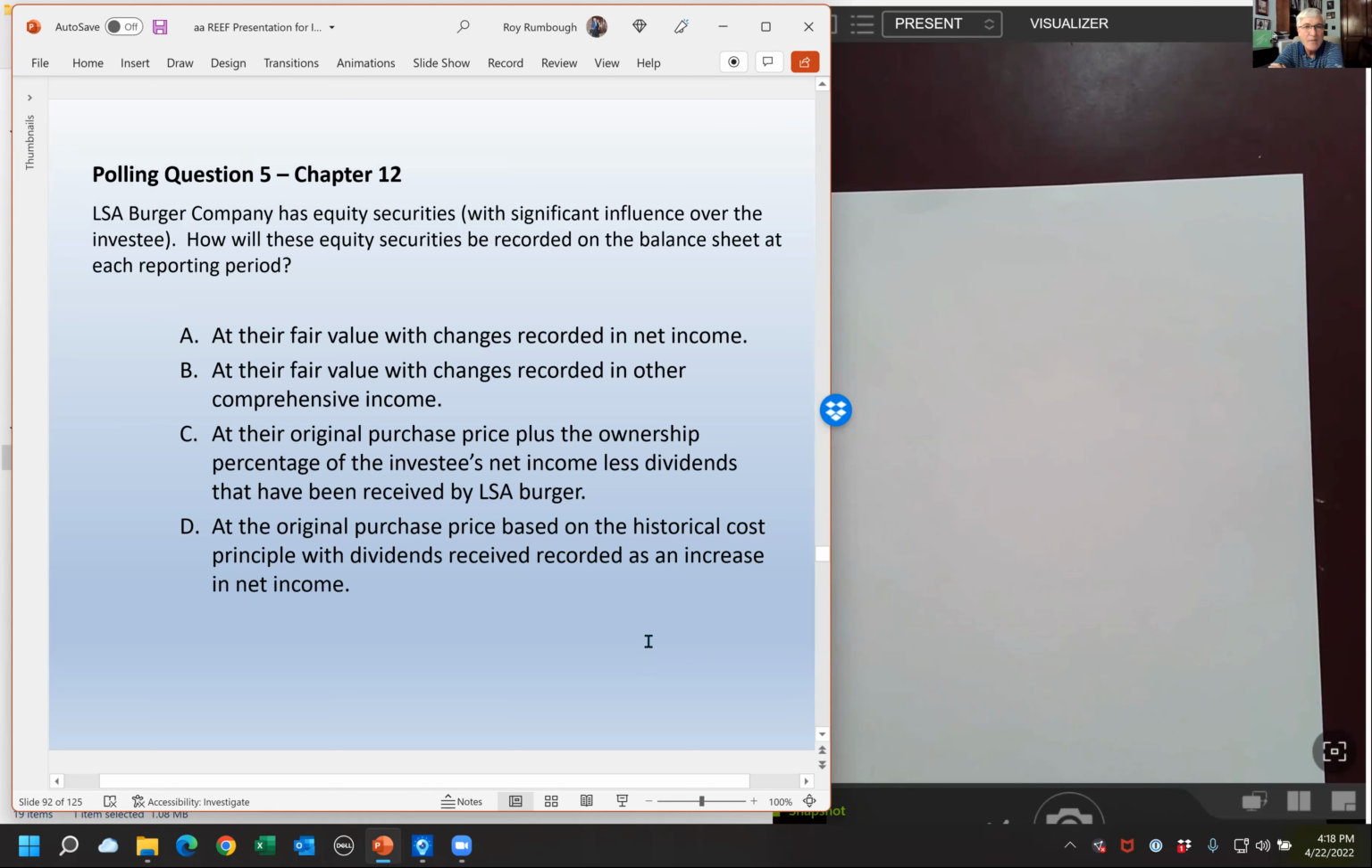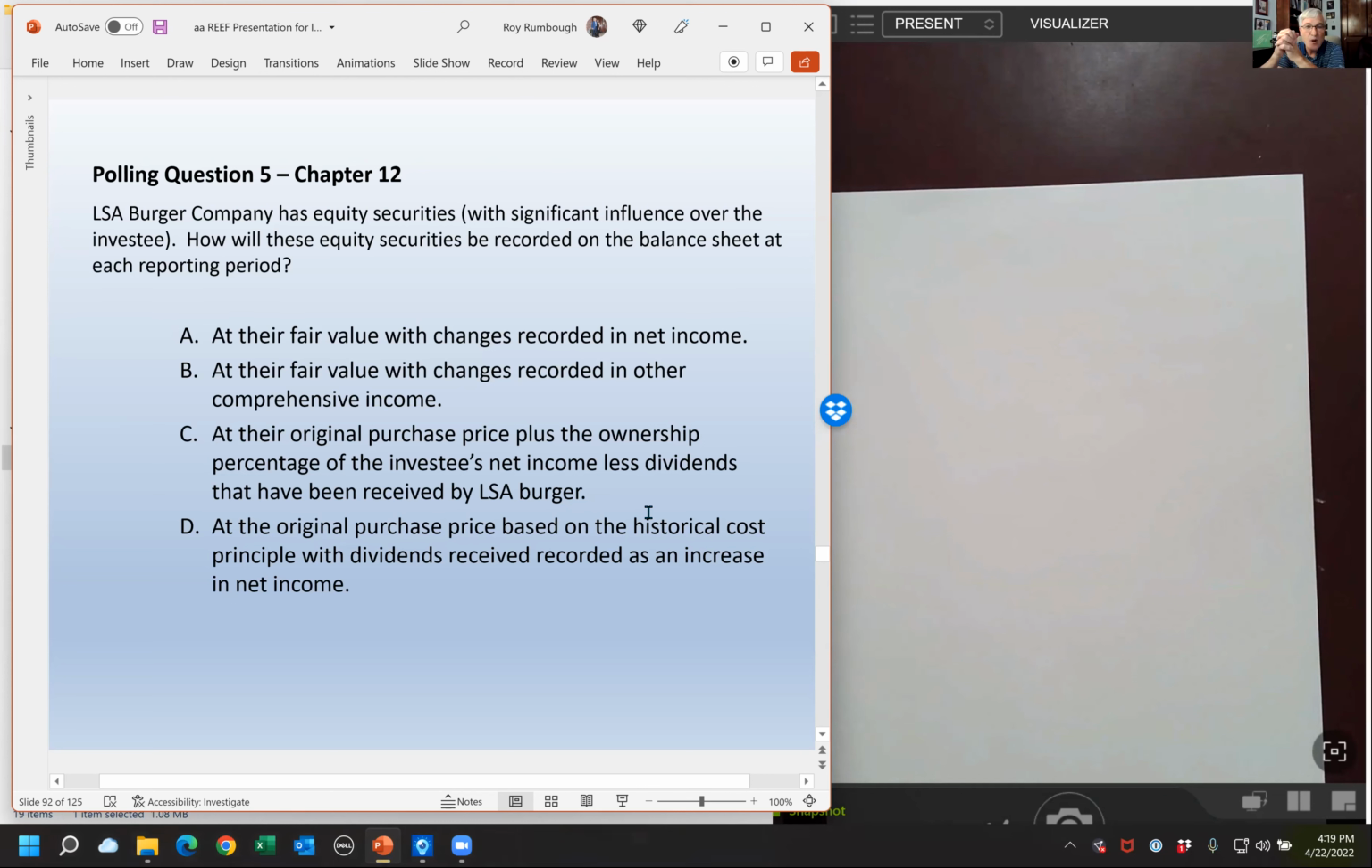Okay, now we have significant influence. The LSA Burger, one of my favorite restaurants up in Denton, Texas. How will these be recorded? Equity securities. All right, I hope you answered C, because we're going to ignore the fair value for equity method securities where we have significant influence, between 20 and 50%.